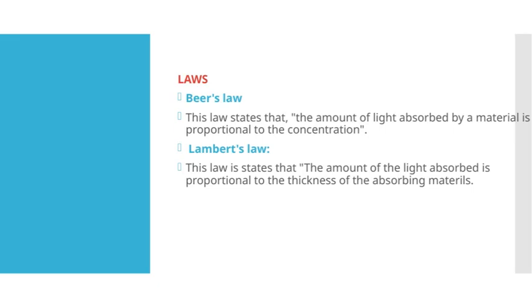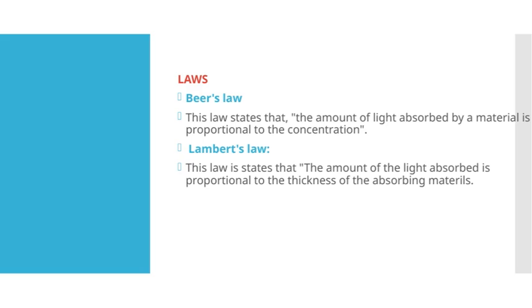Now, let's take a closer look at some fundamental laws that govern light absorption. First, Beer's law. This law tells us that the amount of light absorbed by a material is directly proportional to its concentration. In other words, the more concentrated a solution, the more light it will absorb. This relationship is crucial because it allows us to determine concentrations simply by measuring how much light passes through a sample. Next, we have Lambert's law.